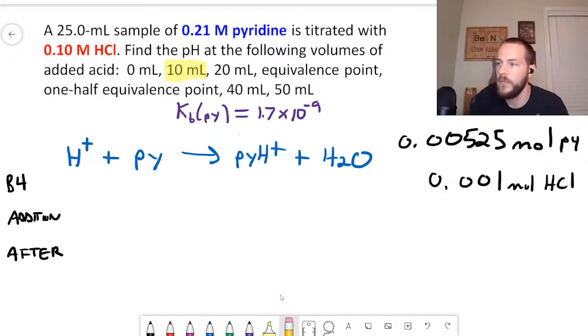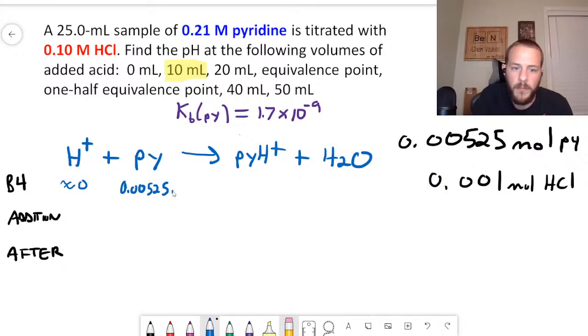All right. So initially, before the addition, we essentially have 0 H plus. I mean, yes, we do have some H plus in there, but it's very small compared to the amount of H plus that we're about to add, in this row here. So we can assume that that's approximately 0. Pyridine, well, we just calculated the amount of pyridine in moles. That's 0.00525 moles. And we don't have any conjugate acid of pyridine in the beginning.